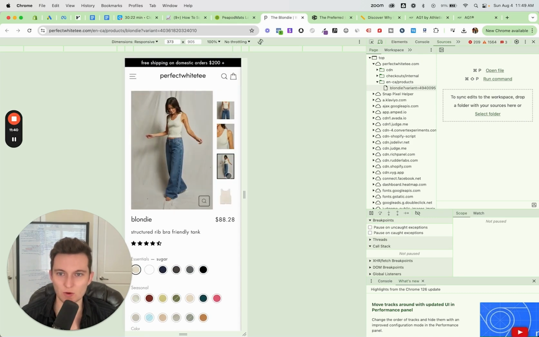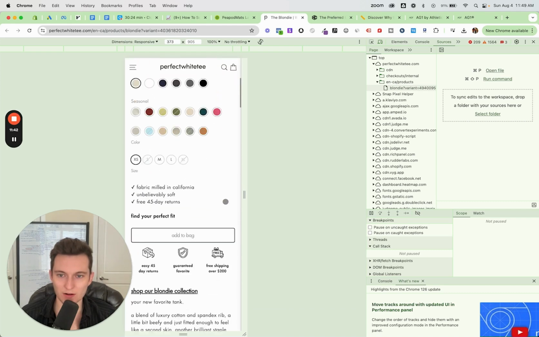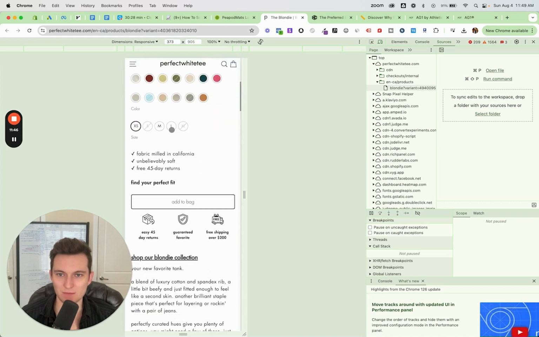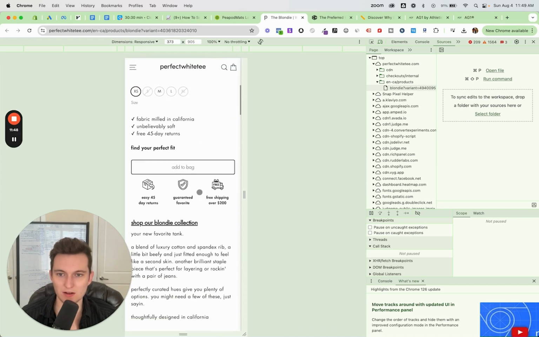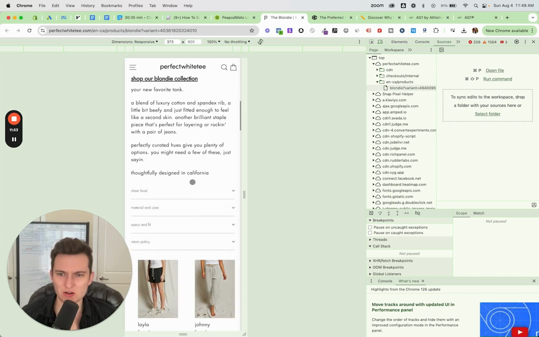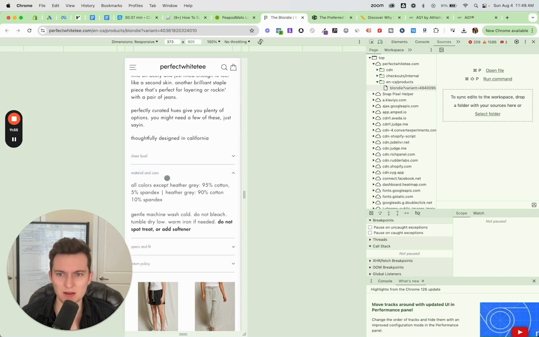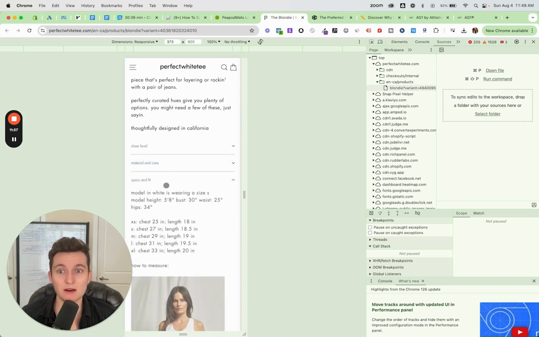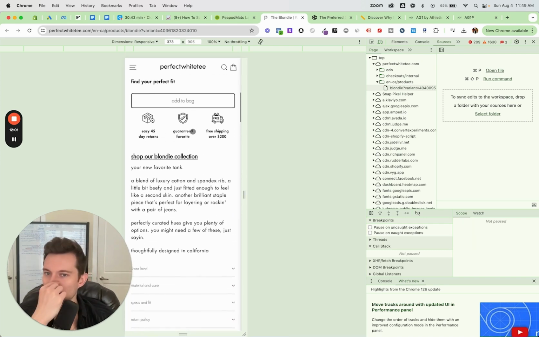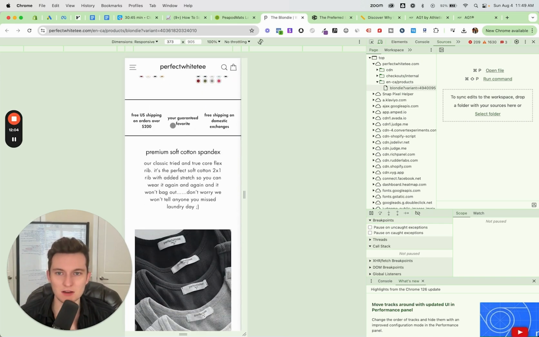Of course, photos are incredibly important for an apparel brand. Add to bag. The only thing I would change is I would make it stand out. I would actually make it black and have it on a white background, to be honest. And then of course the 3 icons right below. Nice little intro, and then the sheer level, material and care, specs and fit, return policy, all that kind of stuff drops down right below, so you can keep it there.